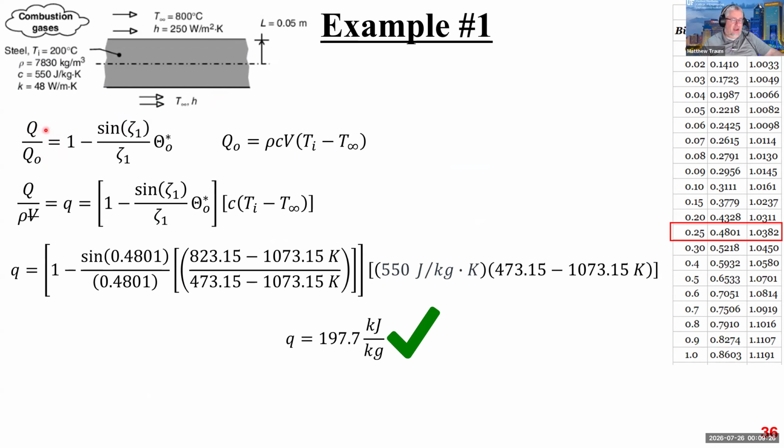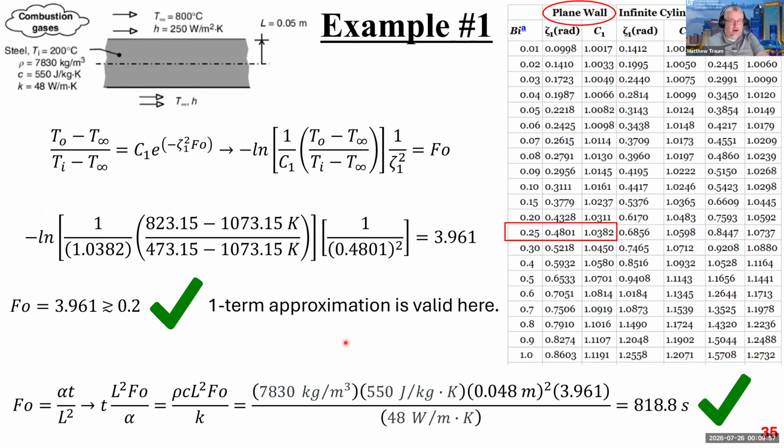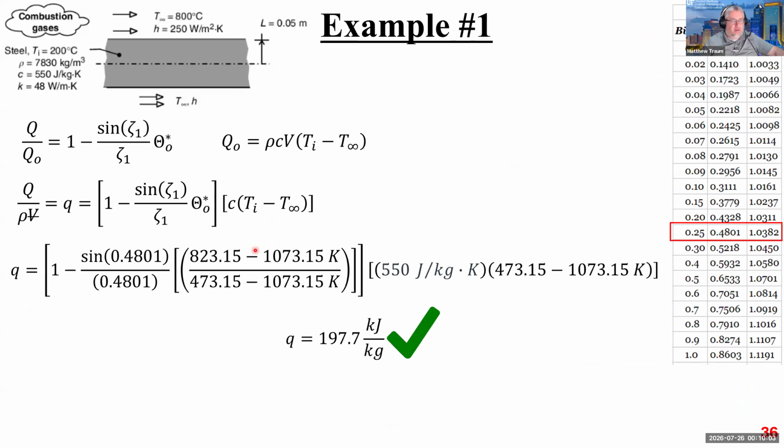So I know my expression for the dimensionless heat. I also know if I let an infinite amount of time lapse that Q naught, right? My non-dimensionalizing denominator is just going to be rho C V times T initial minus T infinity. So, and I know zeta, right? And I know theta star at the midpoint because I just found that in the previous part, right? It's this right here. So I'm just going to plug those values in and I'm going to solve for Q.